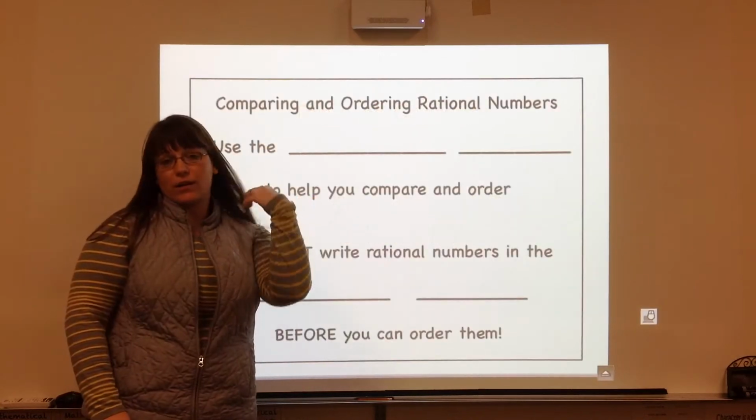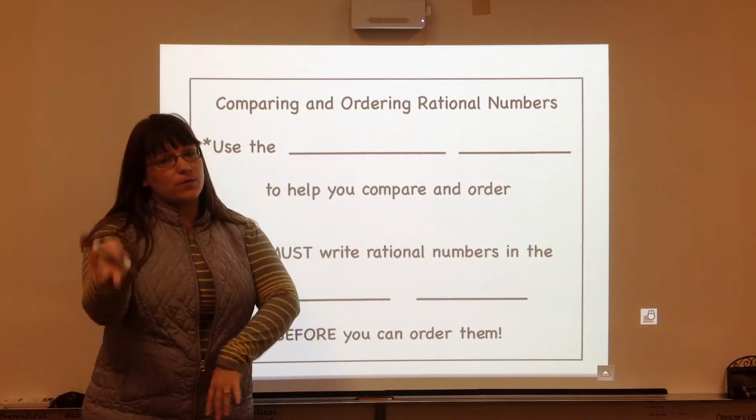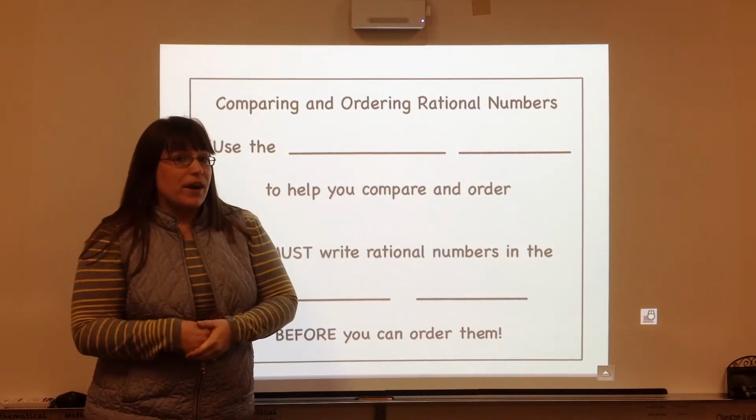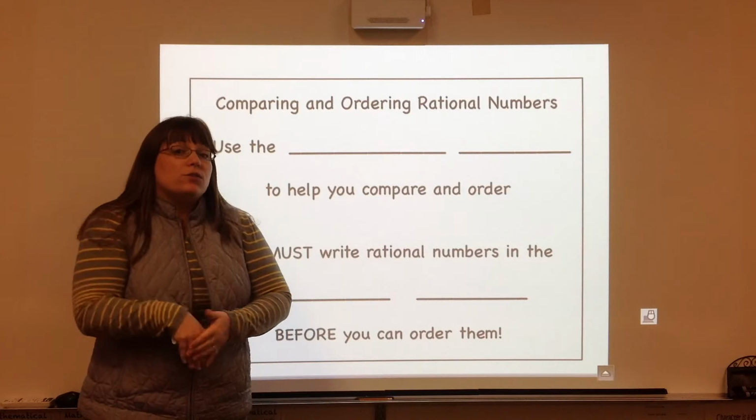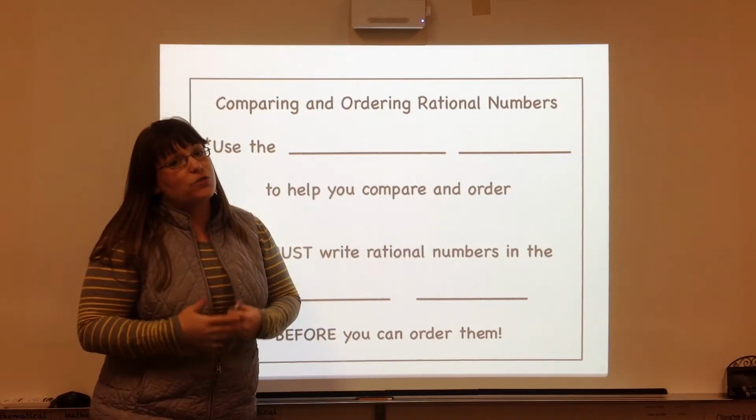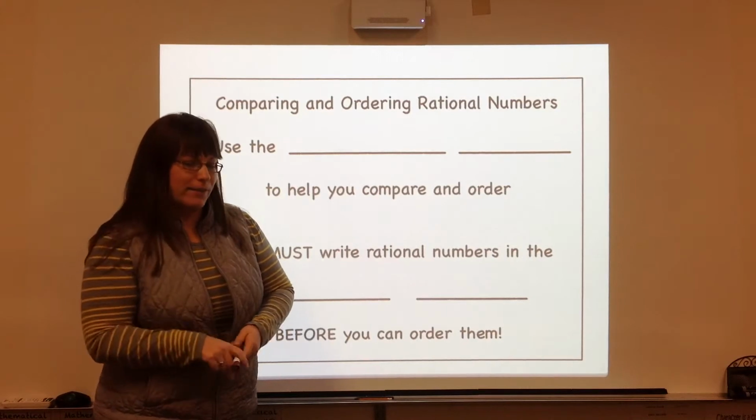So we've been talking about how to find terminating and repeating decimals when we're given fractions. Today, we're going to use that when we are comparing and ordering rational numbers. We might see that come up again today.